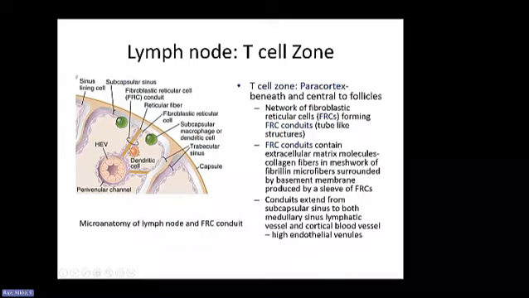The paracortex is formed around fibroblastic reticular cells. So FDCs are in the follicle. Those are the ones where the B cells reside, and FRCs are around the T cell zone where the T cells reside. So beneath and central to the follicles are these networks of FRCs that form FRC conduits. They form a tube-like structure.